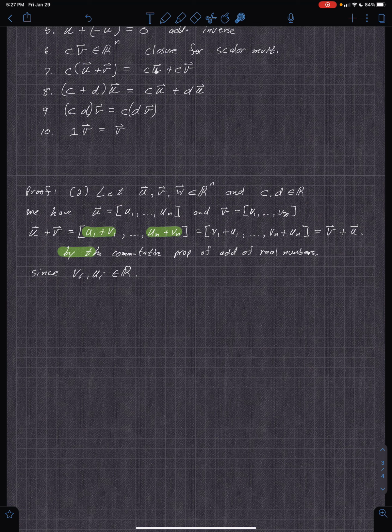A few more things here. Okay, so we'll go ahead and stop it here, and then we'll do a couple examples: parallel vectors, linear combination, and another property, and that's it. We'll do 2 videos for chapter 1.